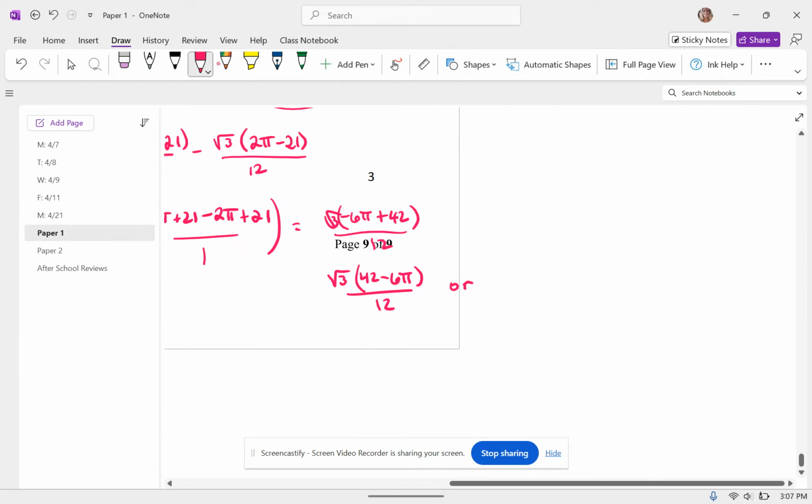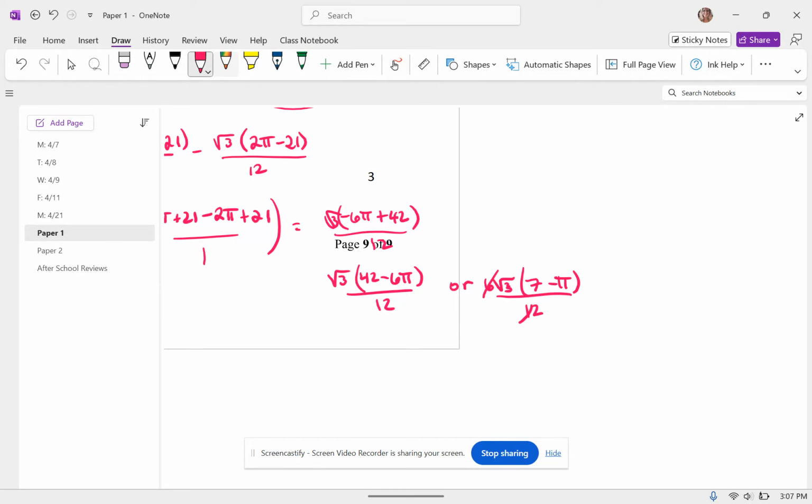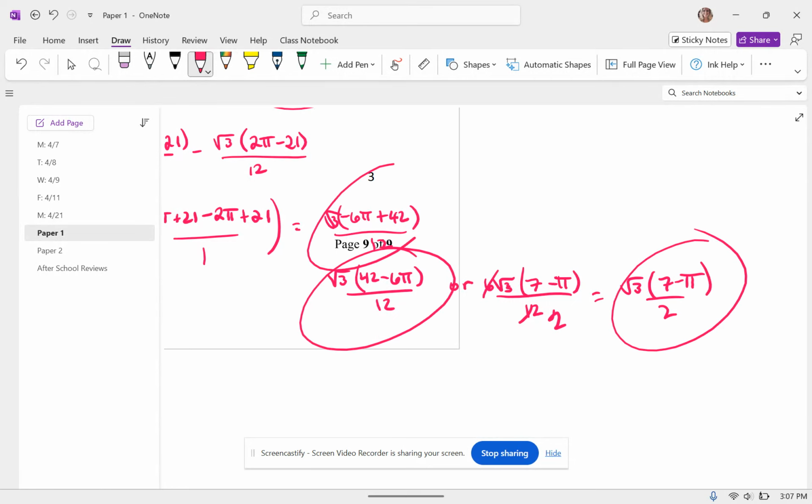Oh, that's a lot of work. Or you could have gotten radical 3 with a 6 out front, and then you would have 7 minus pi over 12. These would cancel, and you would get radical 3 times 7 minus pi over 2. Any version of this, we're all okay.